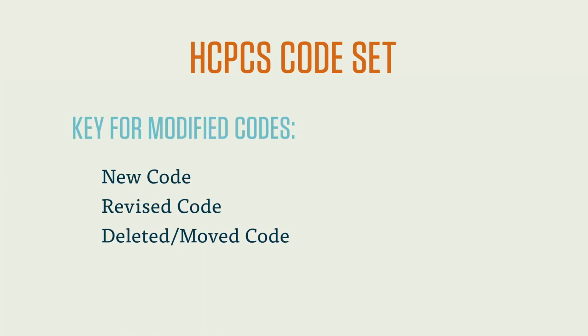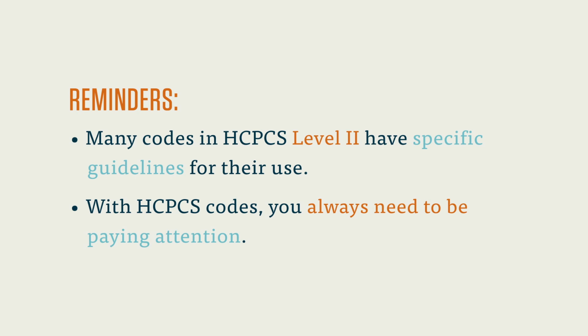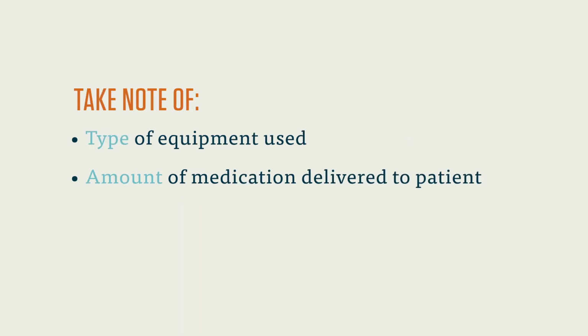Like CPT, HCPCS alerts you to which codes are new and which codes have been revised. New codes are listed with a circle, while revised codes have a triangle next to them. HCPCS is constantly being updated, and CMS, which maintains the code set, will often recycle codes. HCPCS features a number of strike-through codes, and these let you know that a code that used to be listed there has been deleted and moved elsewhere. You should also note that many codes in HCPCS Level 2 have specific guidelines for their use. Those guidelines are too various and fine-grained to go over here, but you should know that with HCPCS, you always need to be paying attention. The diligent coder always takes notes of the type of equipment used and the amount of medication delivered to the patient.